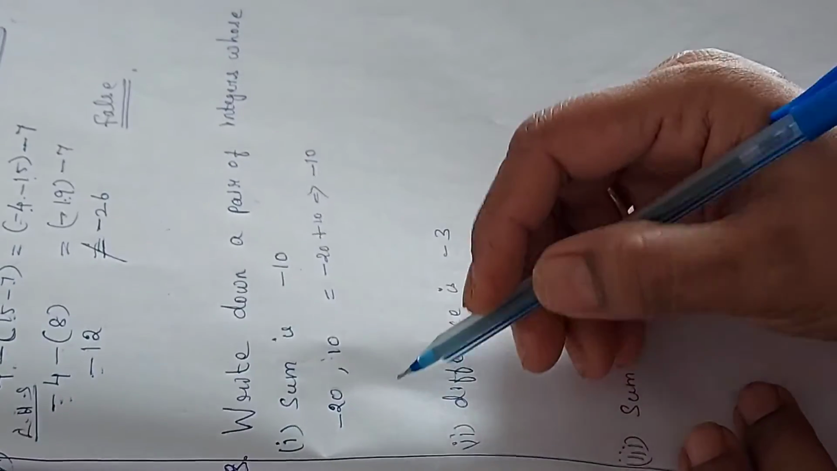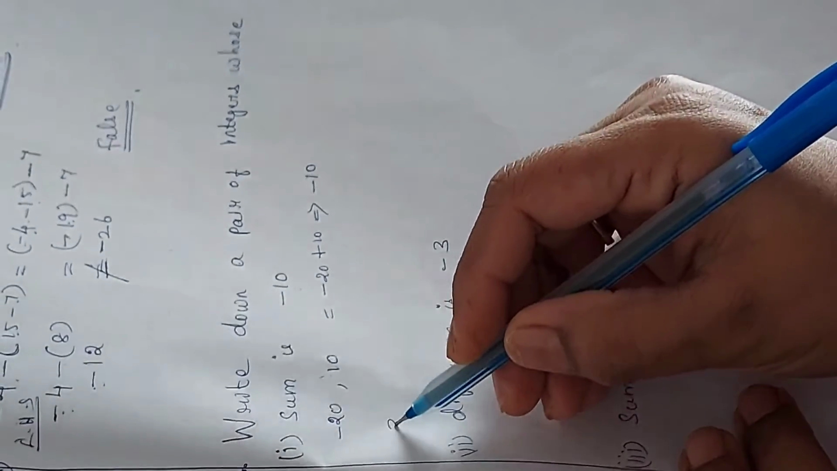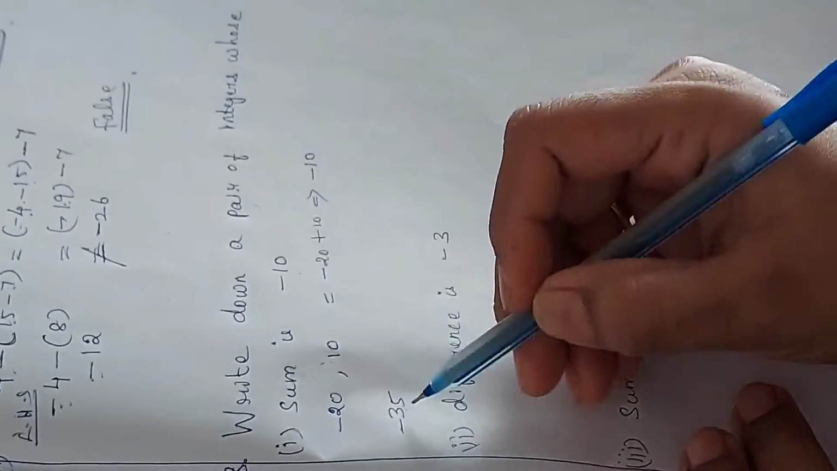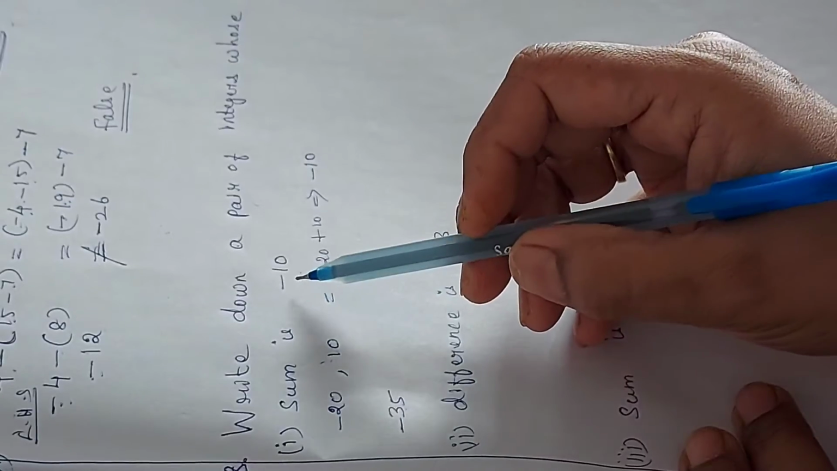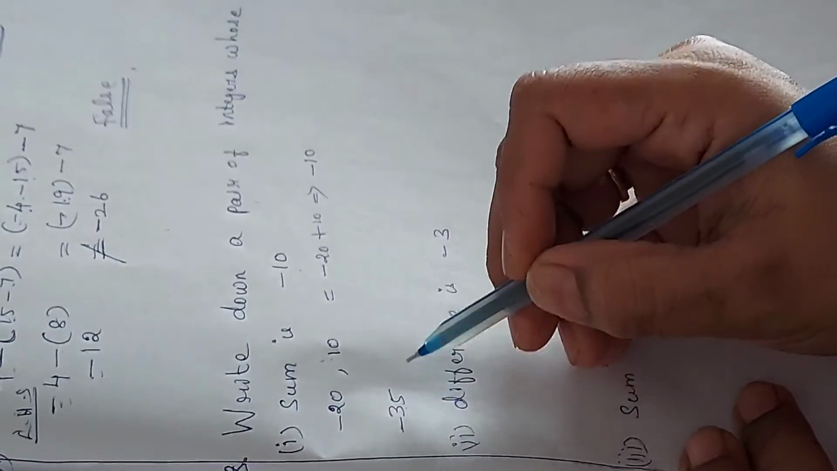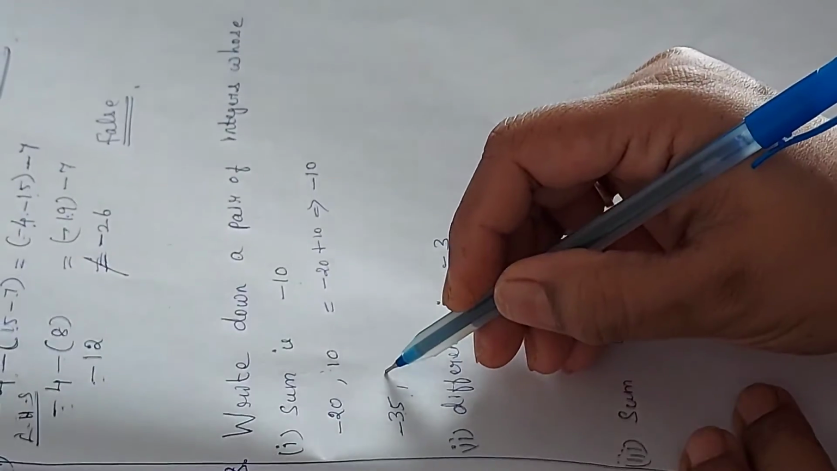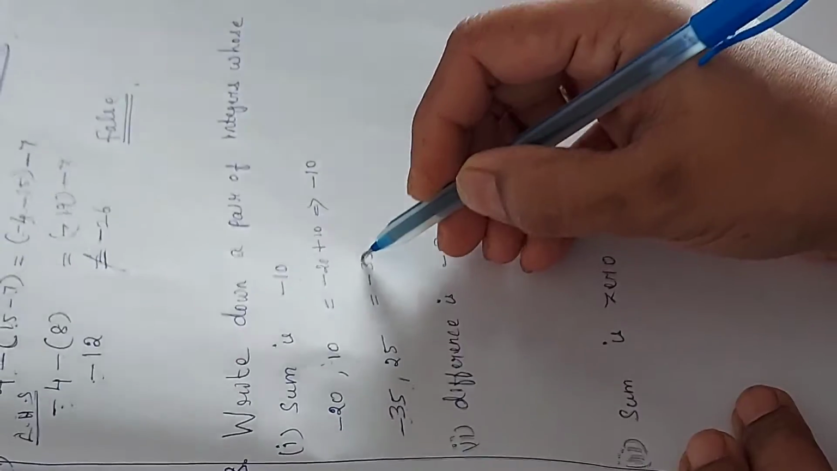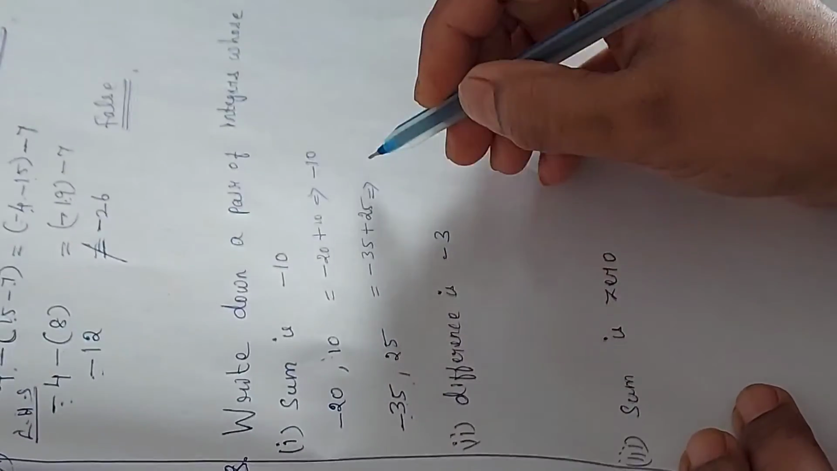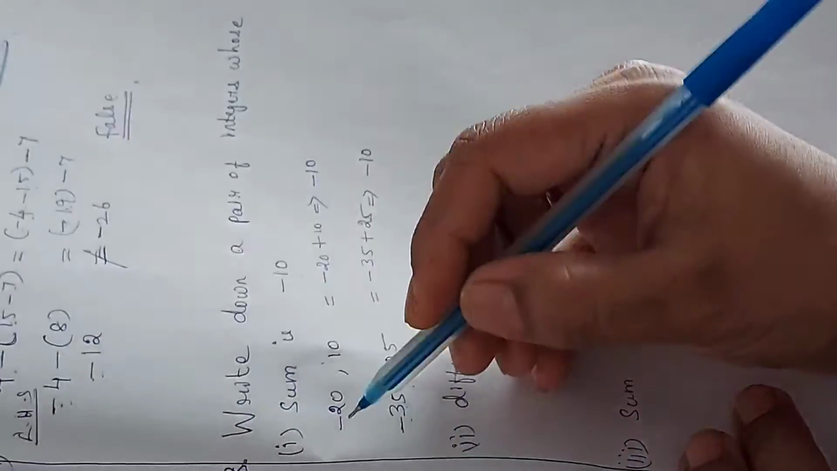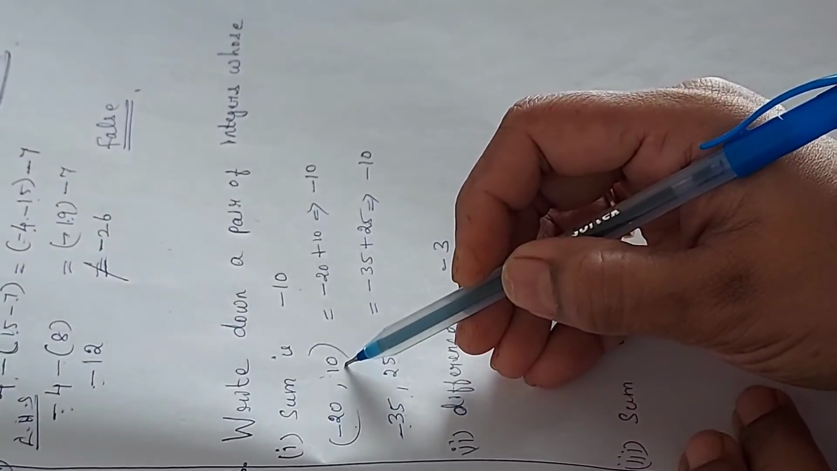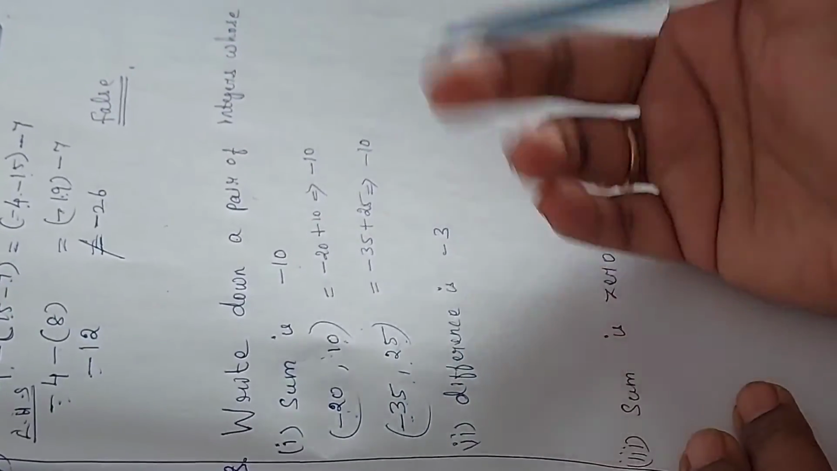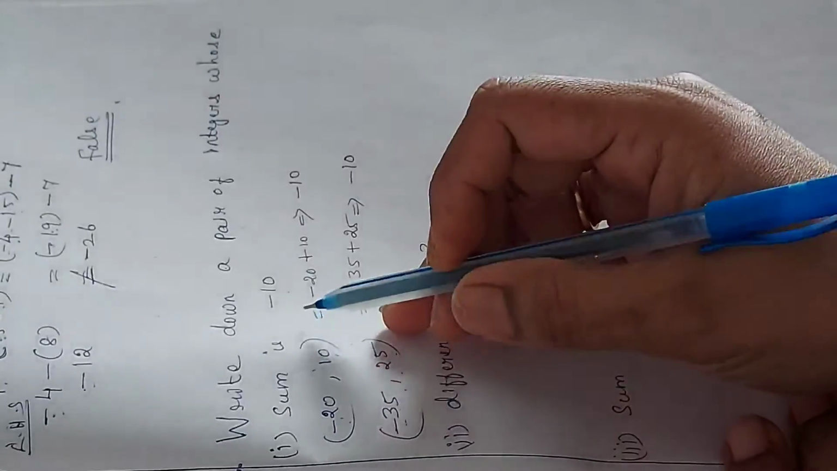For example, you can take another number also. If I take 35 as the higher number, then I should take it in negative sign, because we need the answer to come in negative sign. So the higher number should be in negative sign and the lesser number in positive sign. If I take minus 35 and 25 and add these two numbers, I will again get the sum as minus 10. So I can write a pair of integers as minus 20 and 10, or minus 35 and 25. Any number you can take, but the sum should come in negative sign.